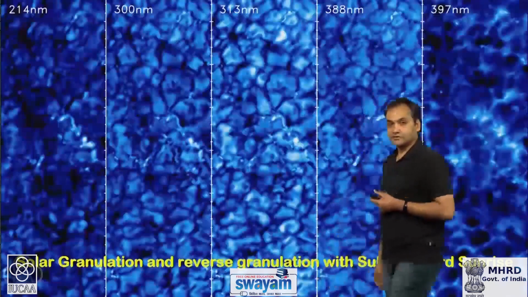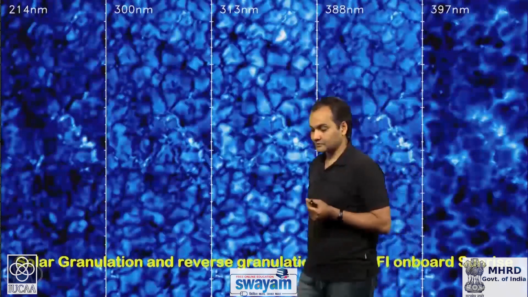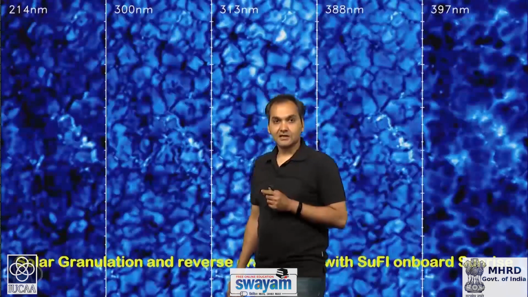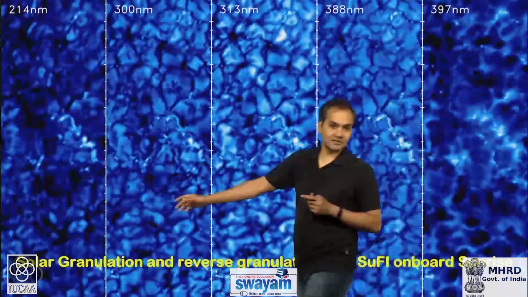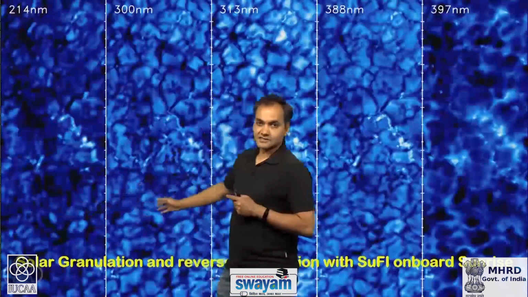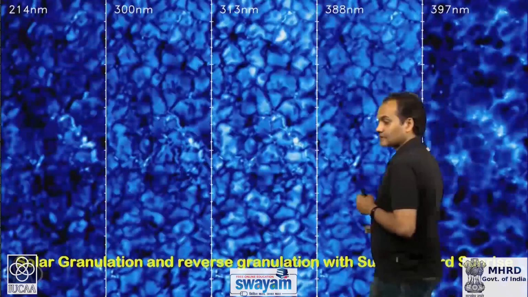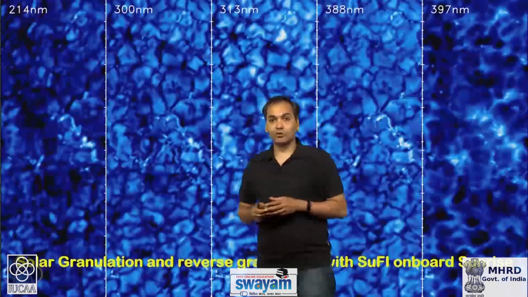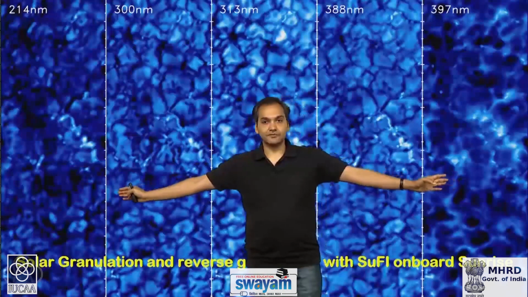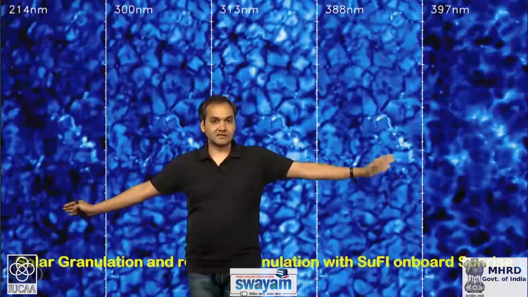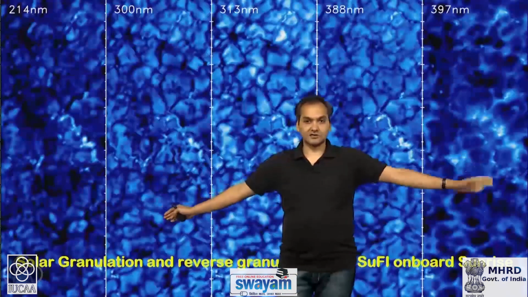Now, if you go into the ultraviolet and image at a very high resolution, this is done from SUFI on board Sunrise. On the left, you see the photosphere, and the right is observing the chromosphere. What you see is a drastic difference between the left and right images, so these two can be compared. This one is taken in the photosphere, this one is taken in the chromosphere.